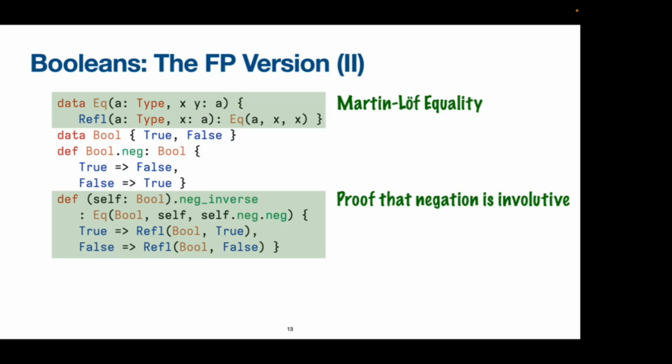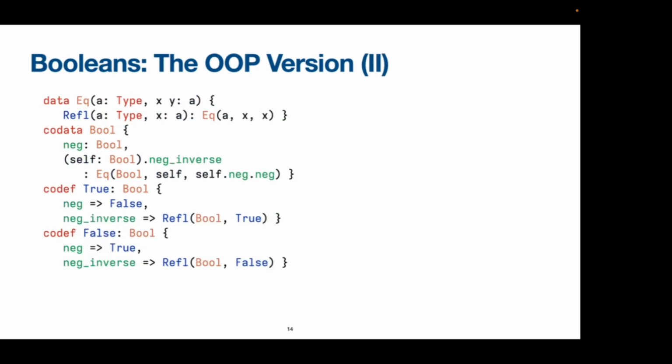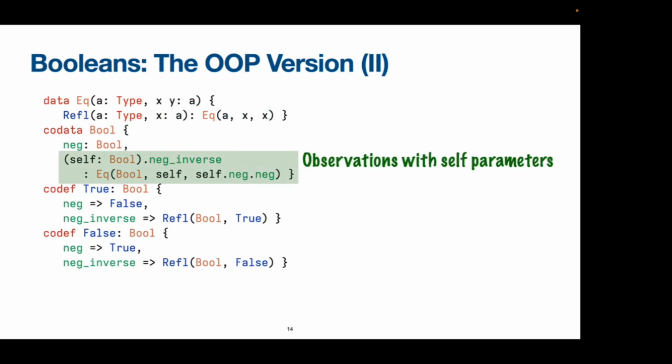If we refunctionalize this program, then we get this program where we have left the representation of the equality type as before, but booleans are now represented as a codata type with two methods: the negation and the property that every boolean that we define, that the negation method that we implement for any boolean has to be involutive. So we have these method calls where the object on which I call the method occurs in the return type of the method.